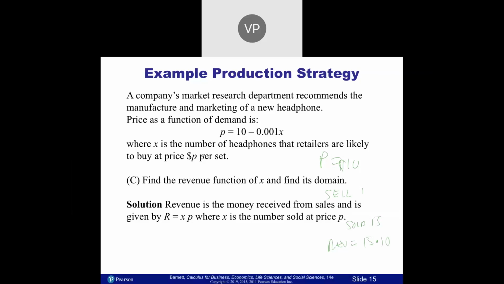You guys see that? It doesn't matter how many you make. Whatever you make, that's not your revenue, and the P is not your revenue. It's the combination; you multiply the two together. So I'm going to charge P dollars, and I'm going to sell X of them. That means my revenue is X times P. That's what we have right there.